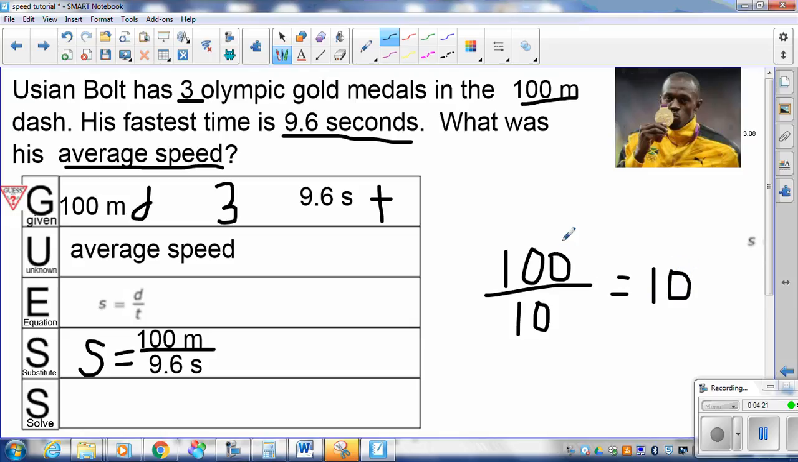I know math also does something like this. Then 10 divided by 1 is 10. So now I have an answer to compare how reasonable my final answer is.